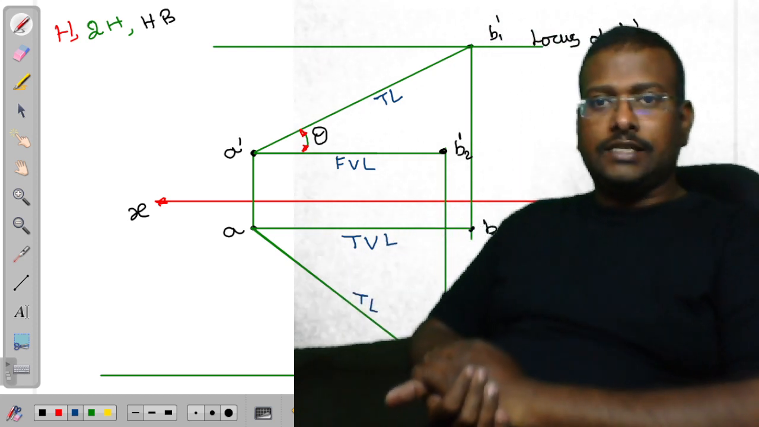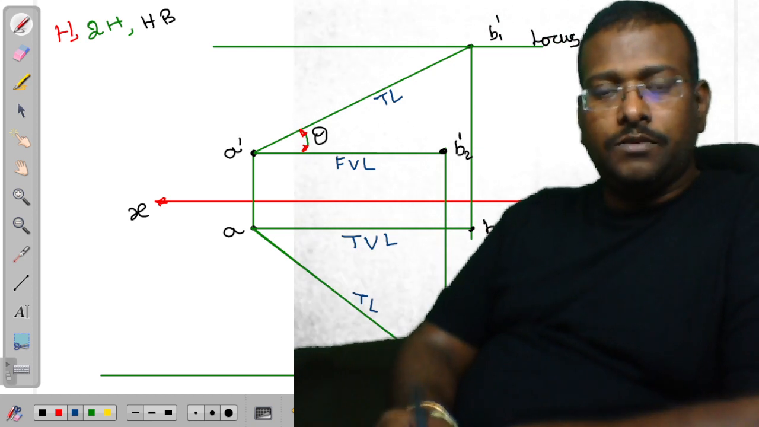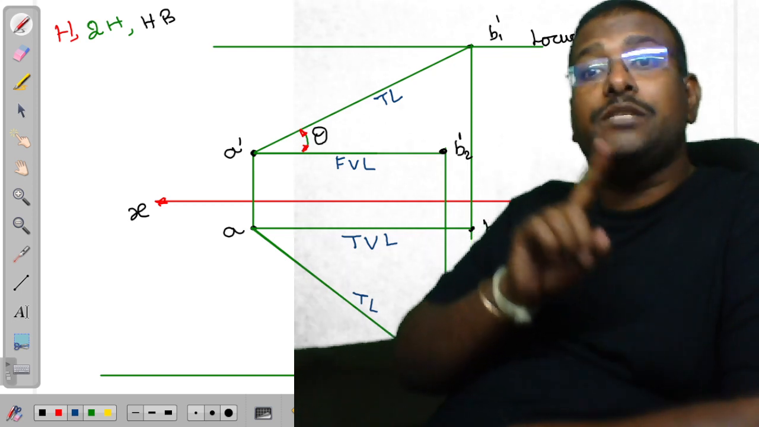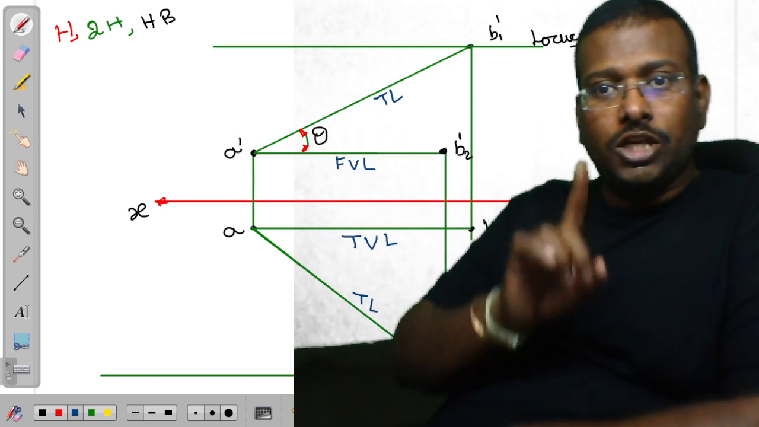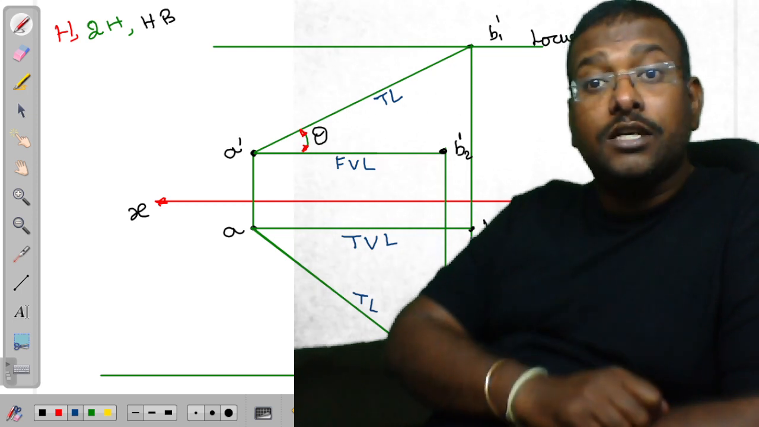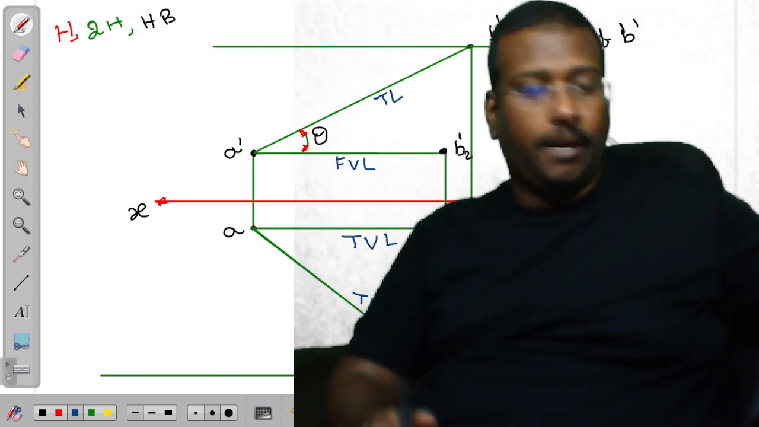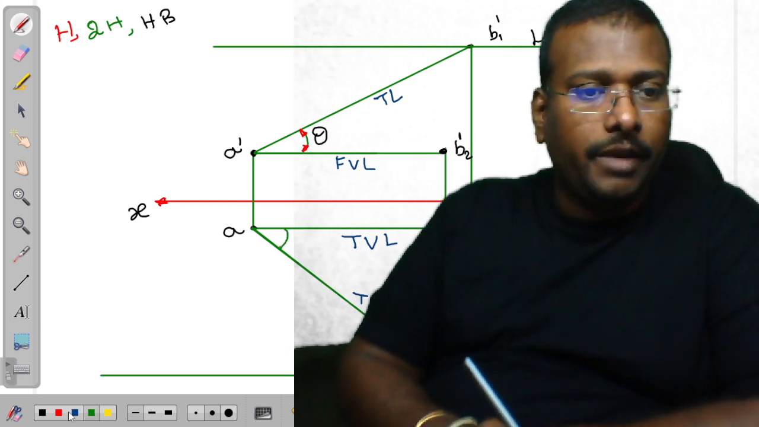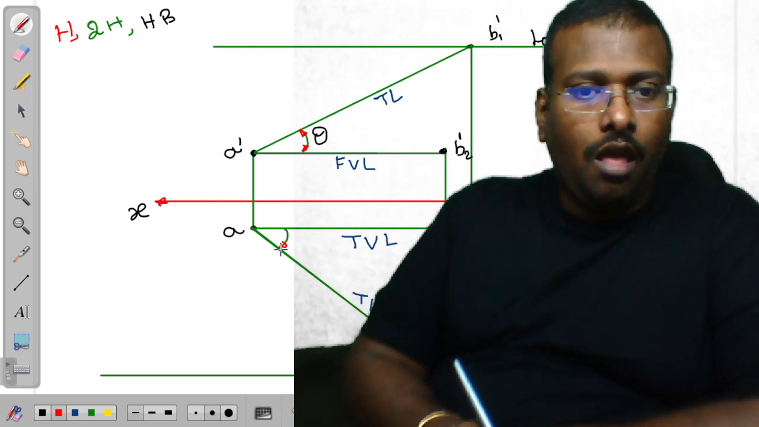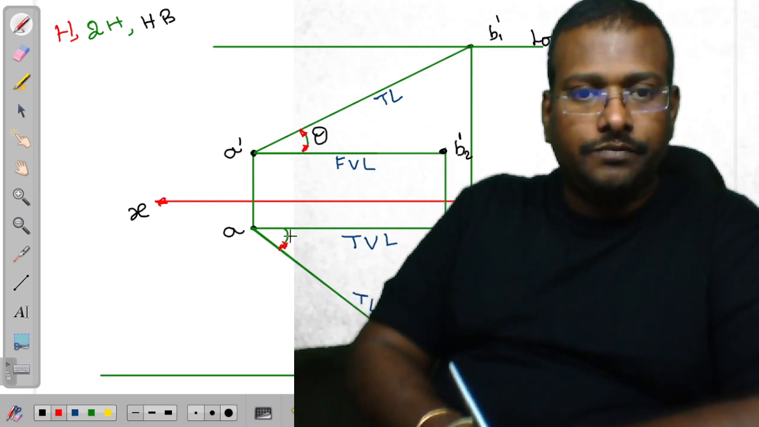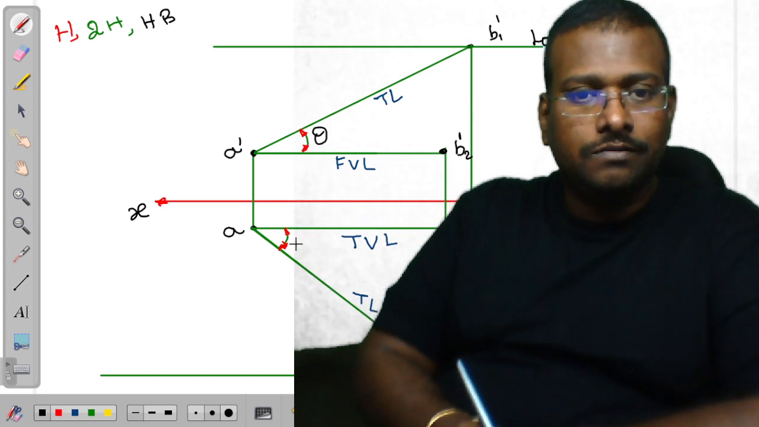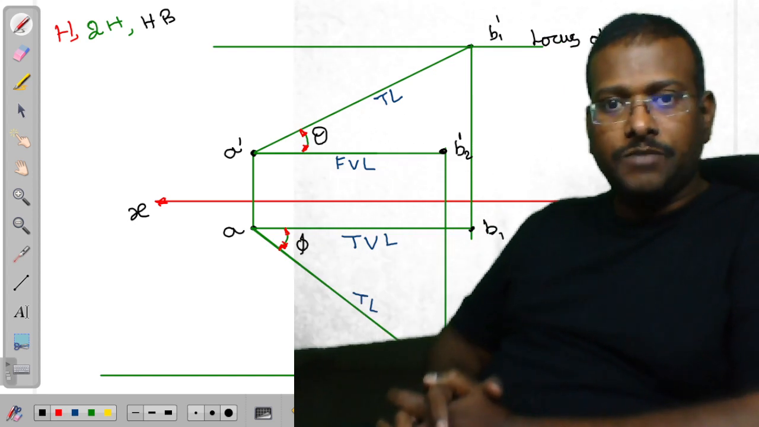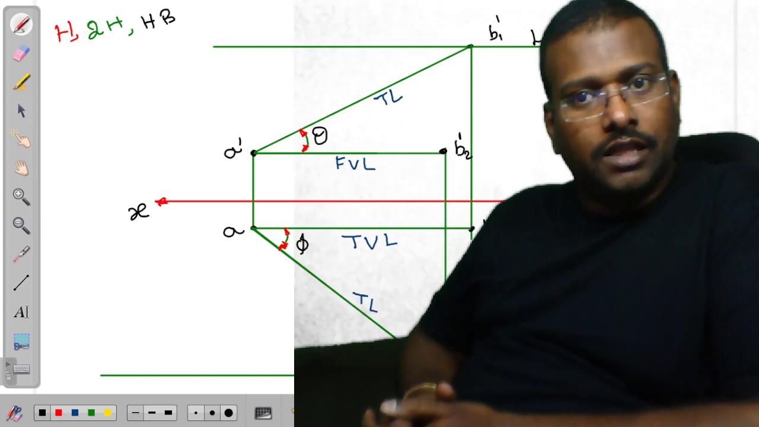Good. Now let us consider what we can know, sir. If you observe from the front, the line length should be A dash B2 dash. It is not more than that, not less than this. Why, sir? Because of the inclination phi. Because of the phi inclination, it is making phi angle in the top view, the length should be A dash B2 dash. It should not be more than that or less than this.